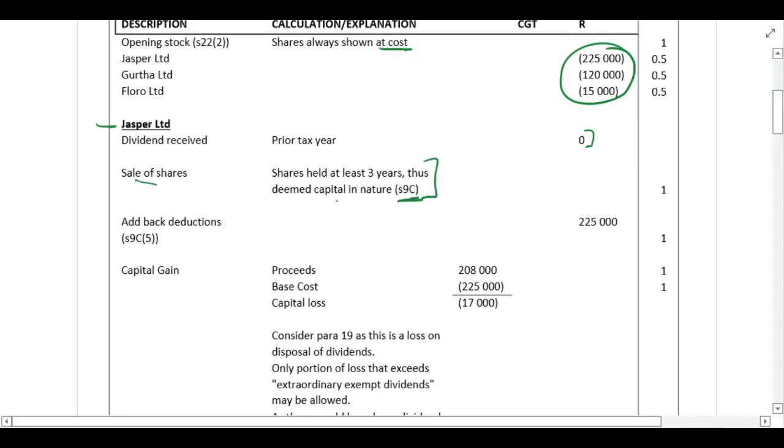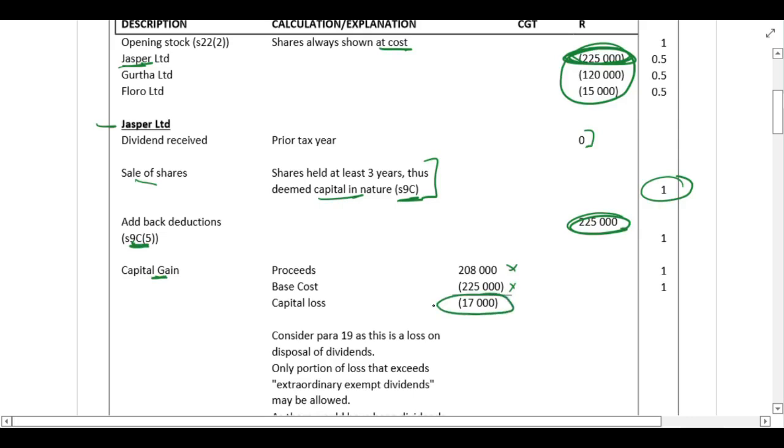So sale of shares. Section 9C applies as capital in nature. Gives you a mark, say it. For Jasper, we deducted 225 during this year. So see there we added back 225, Section 9C5. It's in a sale. Proceeds, the actual selling price, base cost 225. Now, we made a capital loss here.